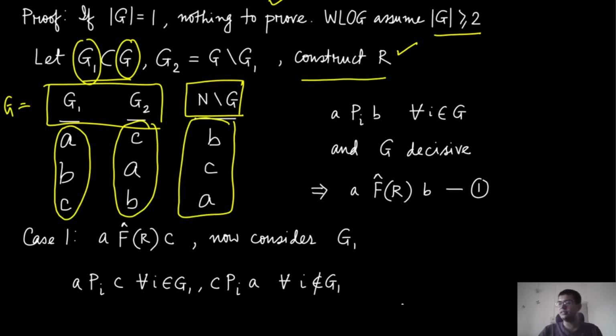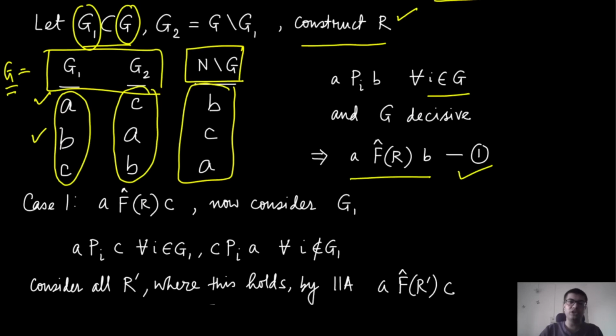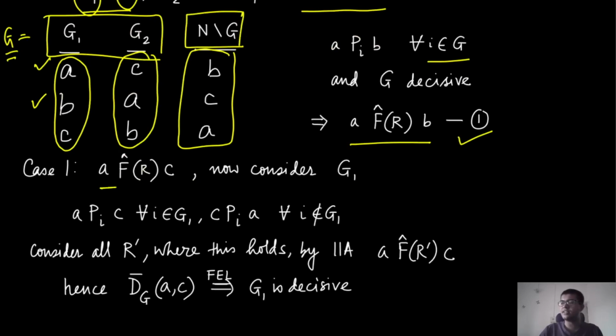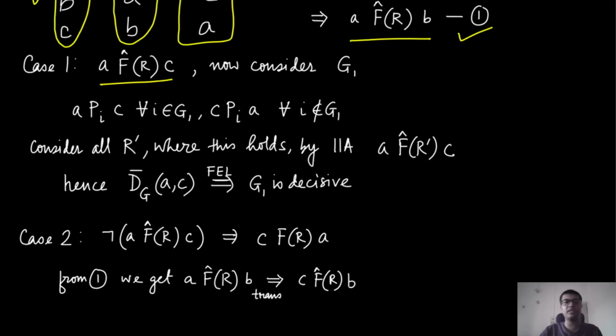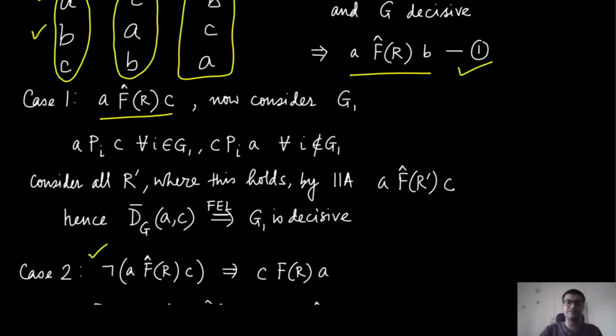Now we see that if you look at A and B together, A is strictly preferred over B for all the individuals in G. And we know that G is a decisive group, and therefore A is going to be above B even in the social outcome F of R. So this is the first observation that we can make. Now let us consider two cases. There can be only two cases. Either A is strictly preferred over C, or A is not strictly preferred over C. So that's the second case, which we will consider next.